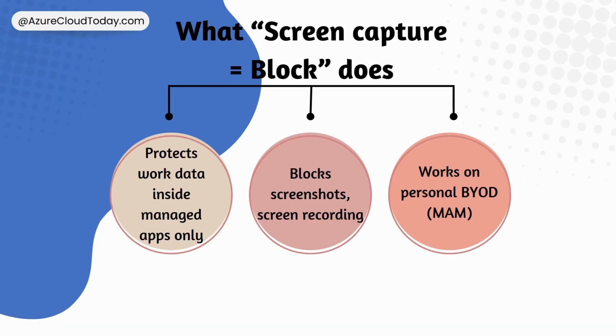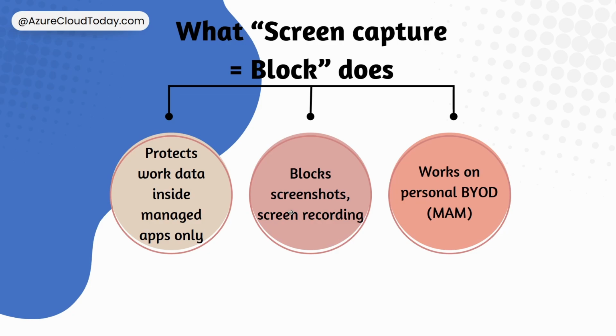So, what exactly are we turning on? Inside an app protection policy, there is a single setting called screen capture. And when you set it to block, the app simply refuses to hand over its work content to the camera, to the screen recorder, or to anything trying to mirror or share the screen. That means screenshots come out as black. On device screen recordings come out as black. Sharing your screen on a Teams or Zoom call shows a black window.